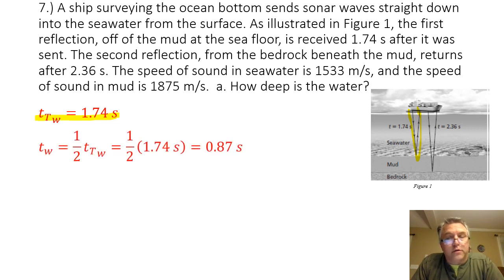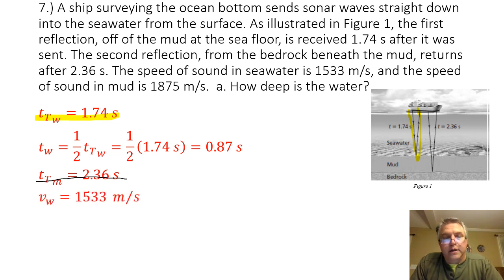So I need to take my total time the sound wave took to travel in the water and divide that by two. So I take 1.74 seconds, divide that by 2, and I will have a time for the one-way trip of 0.87 seconds. Now I'm also given the time it takes for the sound wave to travel in the mud. That'll be useful for the second part of the problem, but I don't need that here. I am given the velocity of the sound wave in seawater, which is 1,533 meters per second. I'm also given the velocity of the sound wave in the mud, which again I don't need just yet, so I can ignore that.